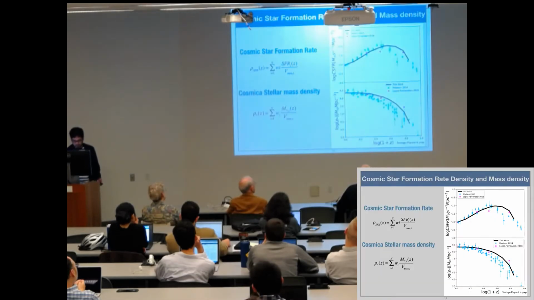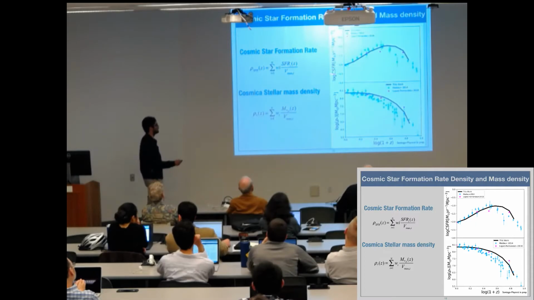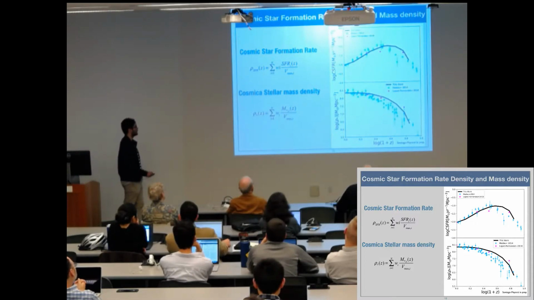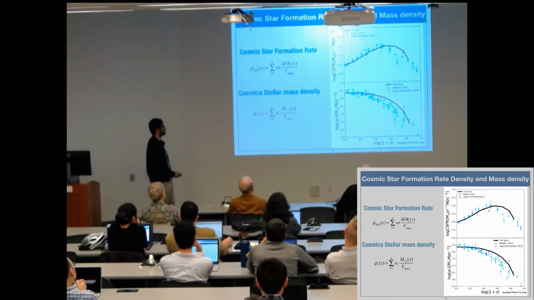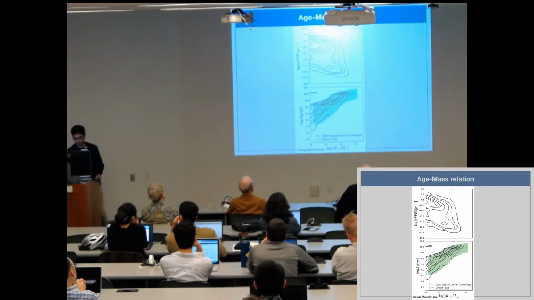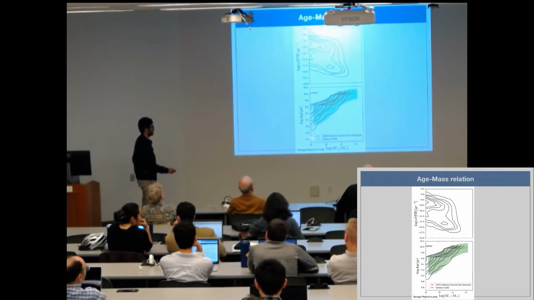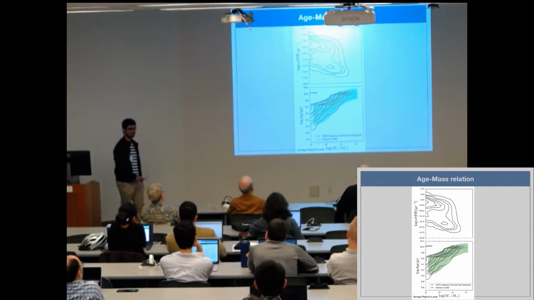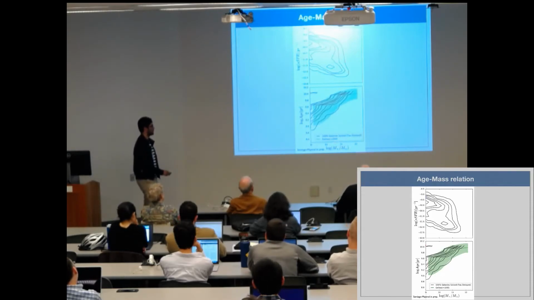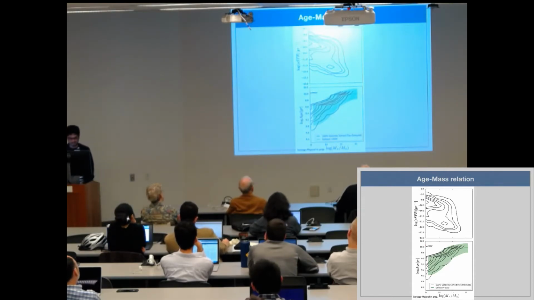So then we have also computed the cosmic star formation rate, which is the solid line here. We are consistent with previous inferences from, for example, the Madau compilation, and also the cosmic stellar mass density. This is the correlation between age and the stellar mass in our model, which we are comparing with Gallazzi 2005, and also is very consistent with this inference.